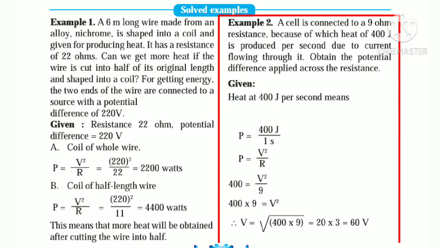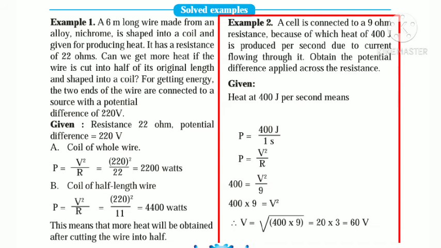Now second example, a cell is connected to a 9 ohm resistance because of which heat of 400 joule is produced per second due to a current flowing through it. Obtain the potential difference applied across the resistance. In this example, we have to calculate PD across the resistance used of 9 ohm. Here given heat at 400 joule per second means we have to calculate P is equal to 400 joule divided by 1 second. P is equal to V square upon R.